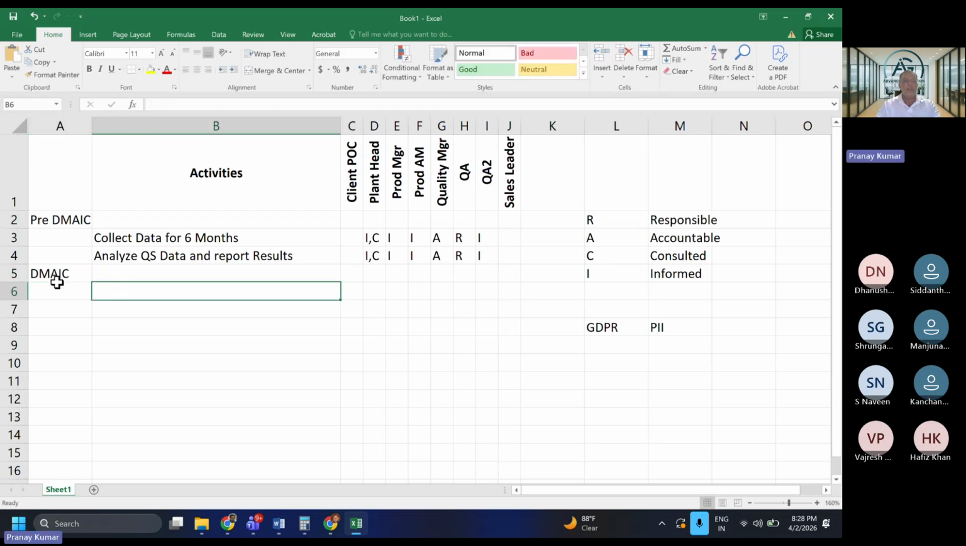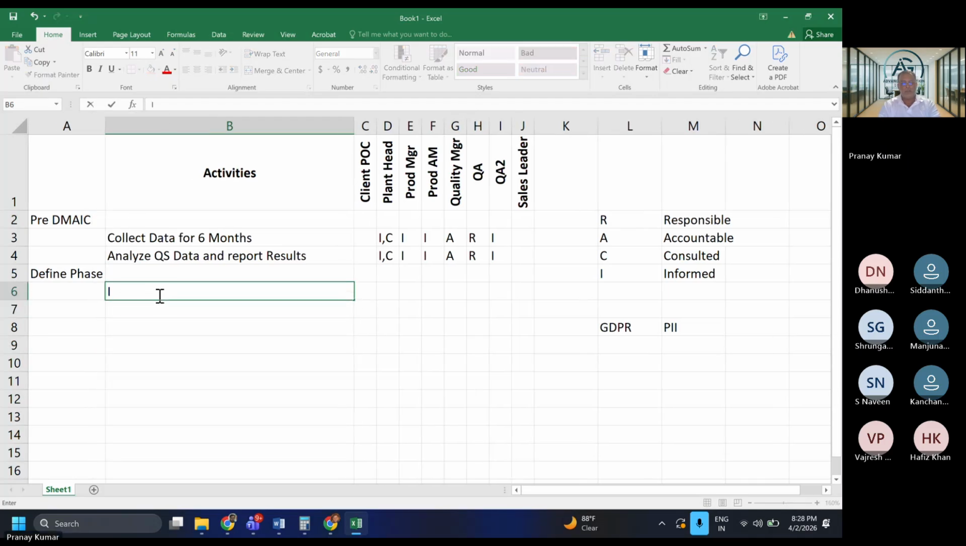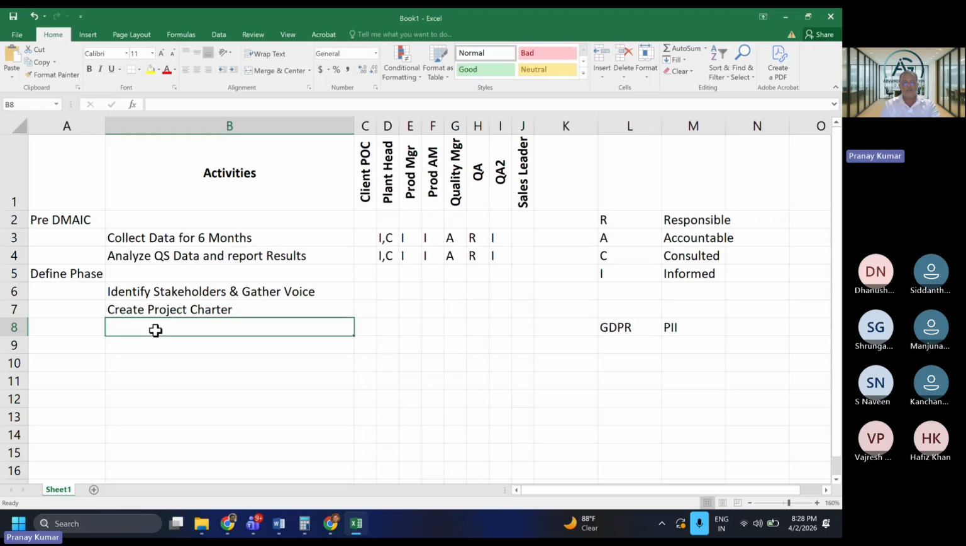Thank you. Now I am headed into the define phase. As part of the define phase, I will identify my stakeholders and gather their voice. Because I've already gathered data, I will start to build the project charter. You will create the project charter, get approval for the charter, etc. I will break it down further later, to identify the team and all that.